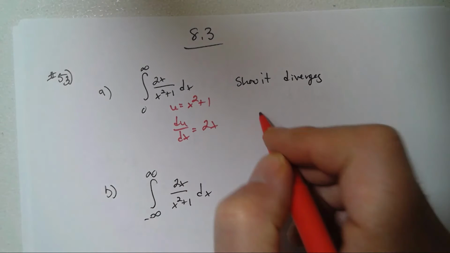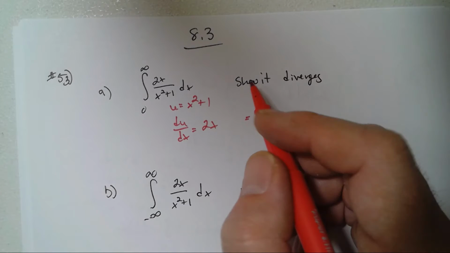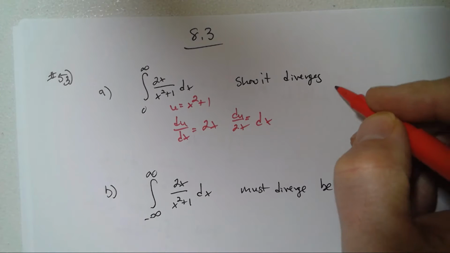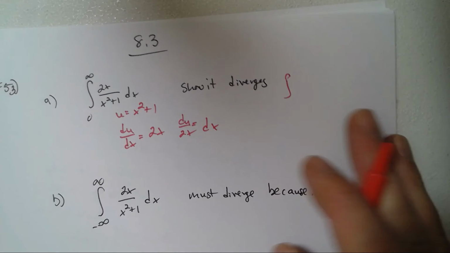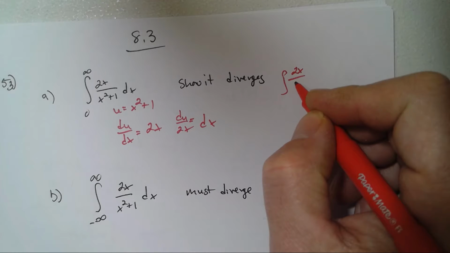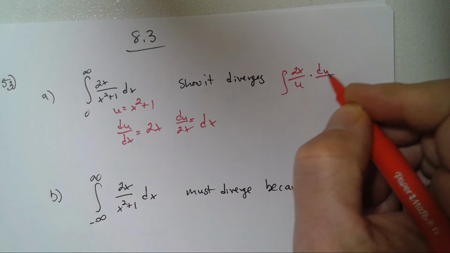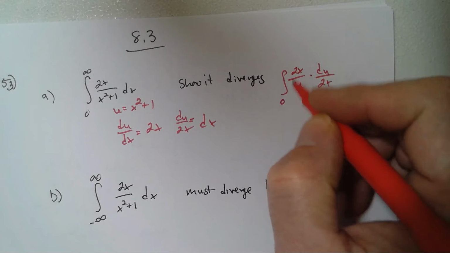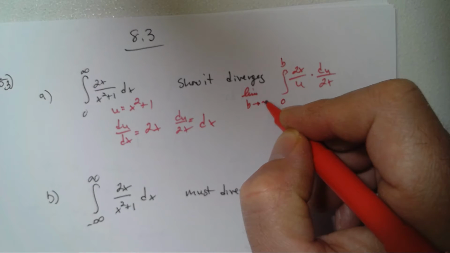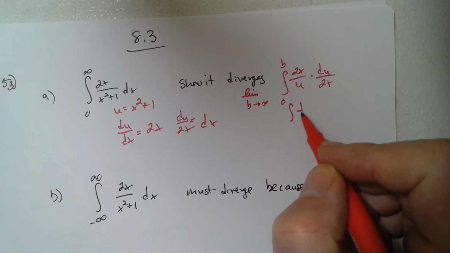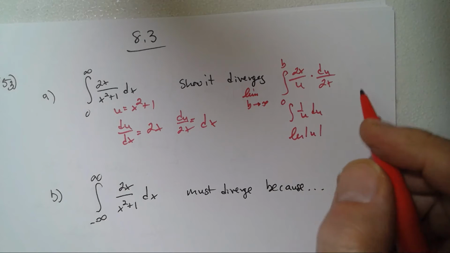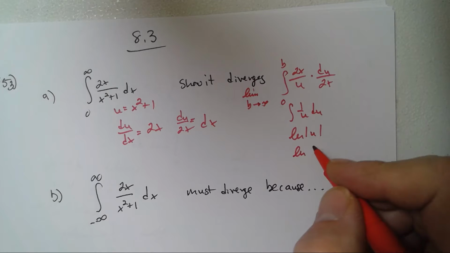So dx equals du over 2x. So it's the integral of 2x over u times du over 2x from 0 to b as b approaches infinity. So it's the integral of 1 over u du. So natural log absolute value of u. So natural log of x squared plus 1.